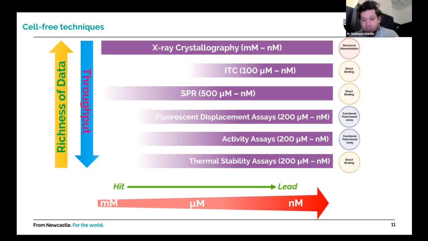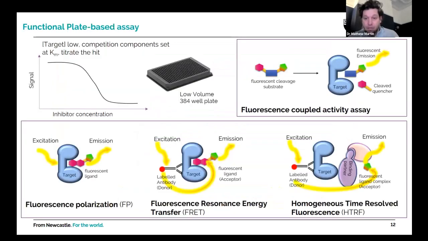But I always feel that the primary driver of a make-test cycle is a solid functional plate-based assay, and both fluorescent displacement and activity assays are your pillars here and require a fair degree of optimization and build. I would like to touch on this in the next couple of slides. So if we start to look at working up a functional plate-based assay, as I said, these are the workhorses of a successful hit-to-lead campaign.